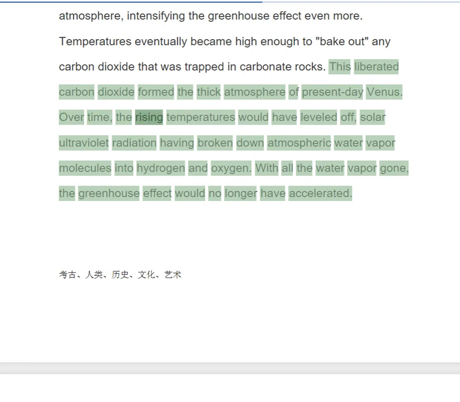Over time, the rising temperatures would have leveled off, solar ultraviolet radiation having broken down atmospheric water vapor molecules into hydrogen and oxygen. With all the water vapor gone, the greenhouse effect would no longer have accelerated.